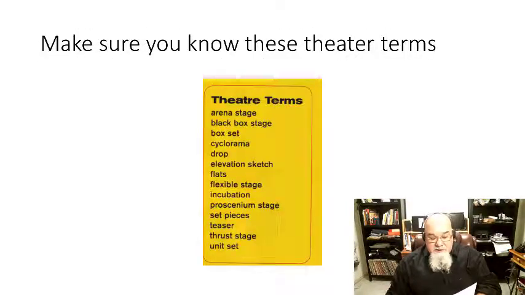In your reading, make sure you know these terms: area stage, black box stage, box set, cyclorama, drop, elevation sketch, flats, very important, flexible stage, incubation, proscenium stage, set pieces, teaser, thrust stage, and unit set. You'll be using these to describe essentially where you're going to put your play and your set design.